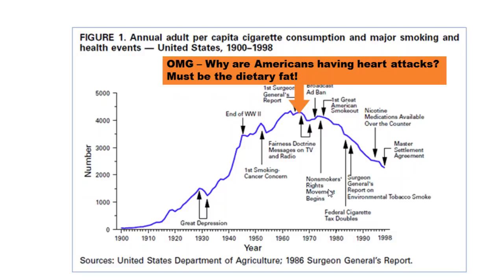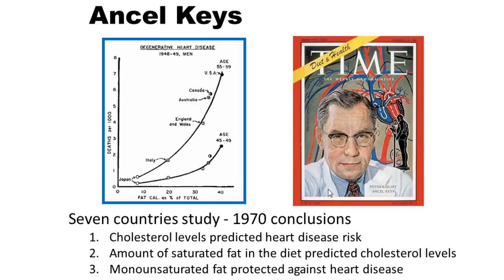So by the time you hit the 60s, you had the Surgeon General report, and after that, it starts to dip. And you can see, of course, the very close correlation with that and heart disease. But in the 60s, nobody knew what was going on because tobacco, everybody knew, was good for you. So they said, oh my God, why are Americans having heart attacks? Must be the dietary fat, right? Because it can't be the cigarettes.